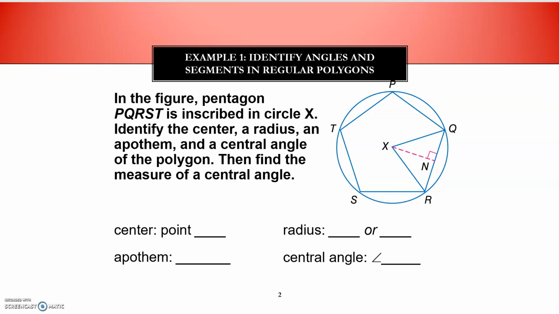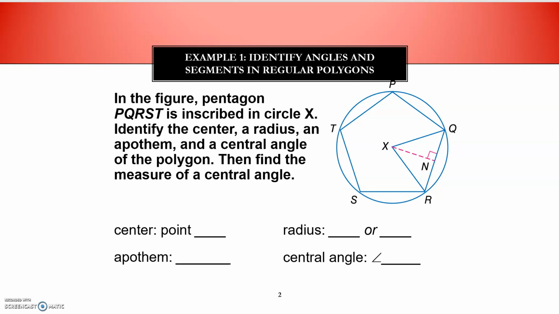The first thing I want you to notice is this idea of inscribed. We've talked about this before. If you have a figure and you draw a circle around it in such a way that each of the vertices of the figure, each of the corners, sit on the circle, then you have inscribed the figure in the circle. You will notice that each of those vertices form an inscribed angle of PQRST.